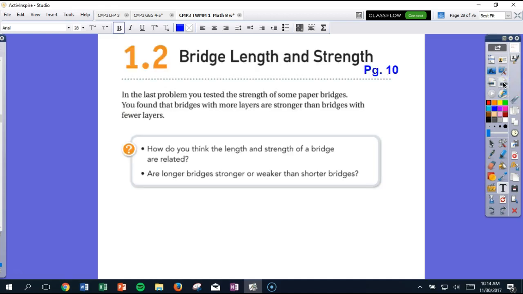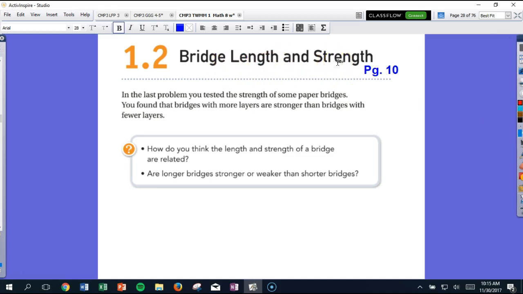So we're going to start on page 10 here, and this time we're going to be looking at bridge length and strength instead of thickness and strength. The last one we tested different thicknesses, and we found out that the thicker the bridge, the stronger it was, as long as its length stayed the same.